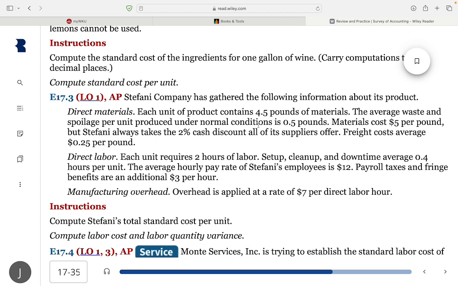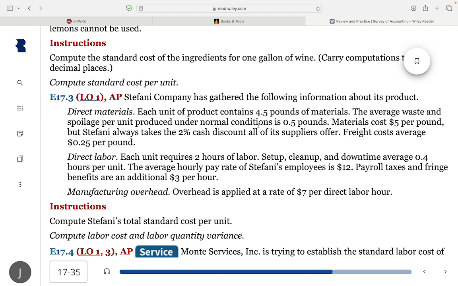So again, it's kind of like the materials. It's not just simply the amount of hours that are going into the unit itself, but it's the total number of hours that we spend to get a unit complete. And that would include things like setup, cleanup, and downtime. So 2.4 hours is the number here.